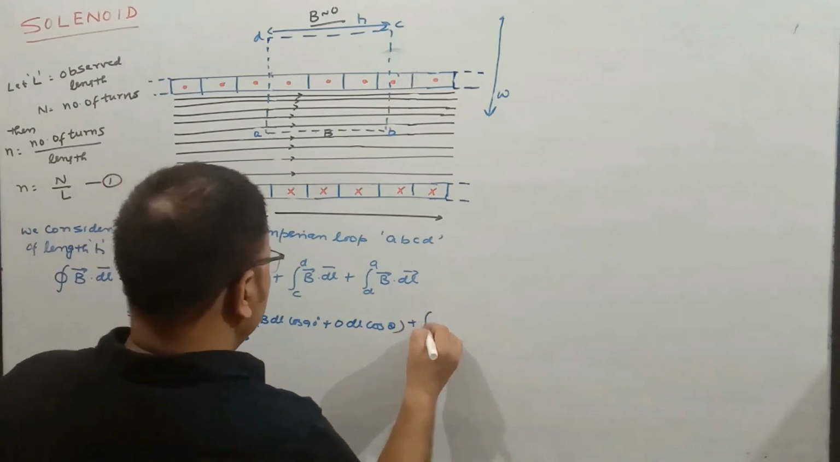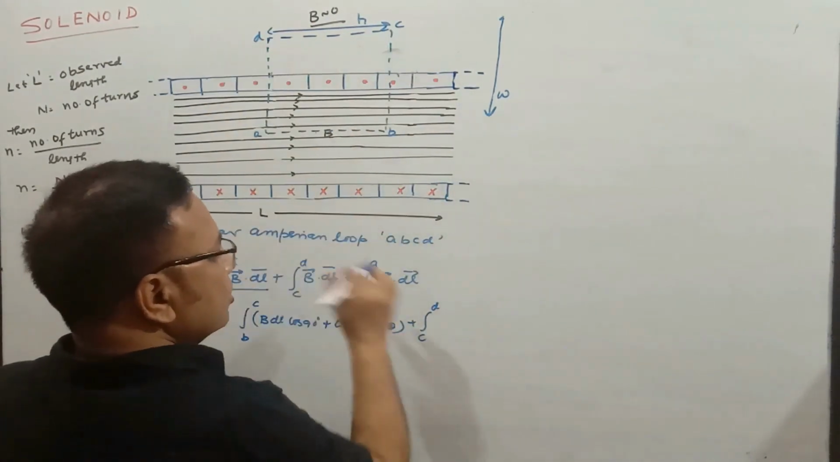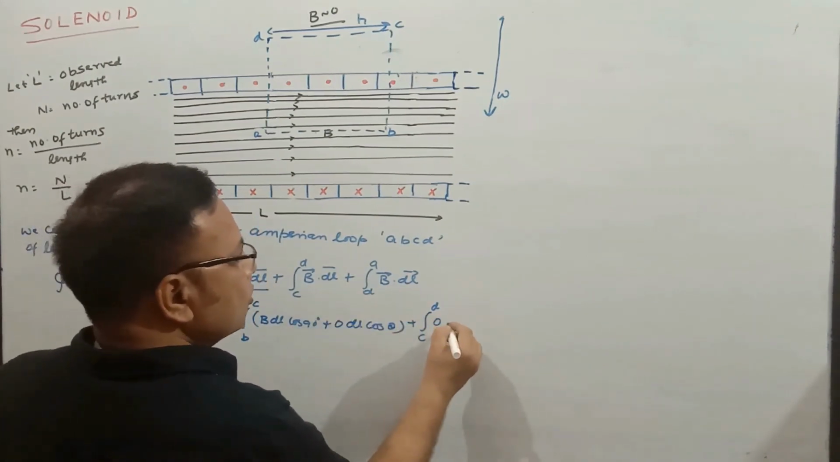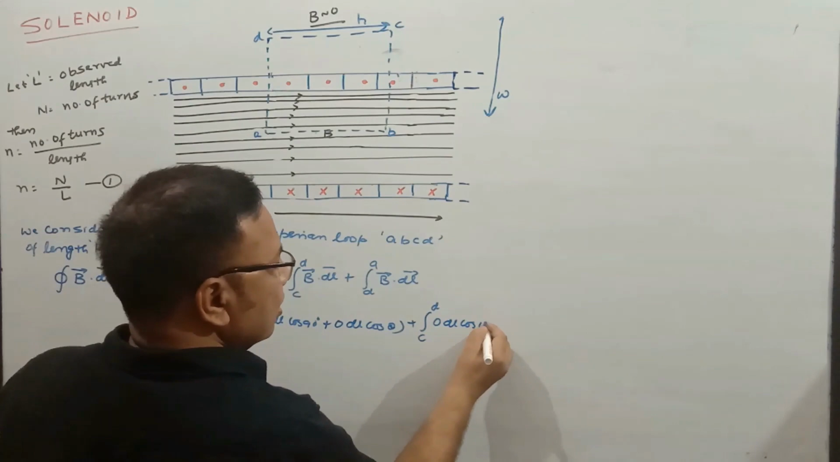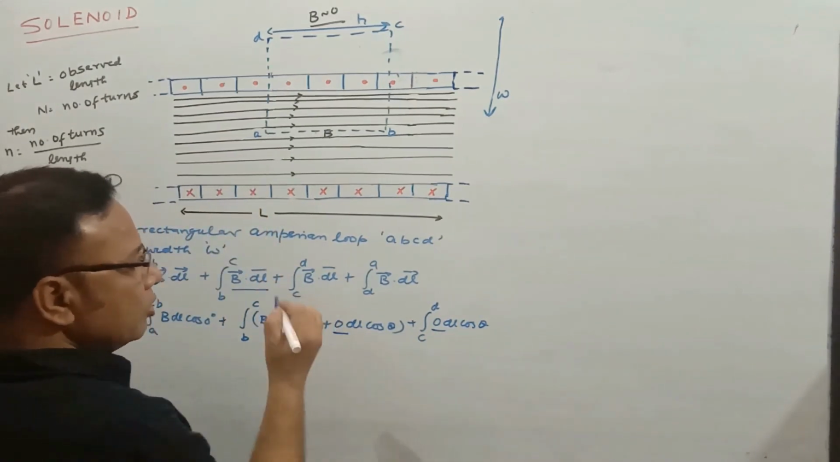In the same way, from C to D, whatsoever may be the length, the magnetic field is 0. So we are going to B into dl into cos theta. Here it is 0, and here also we are getting cos 90, which is 0. So this term is 0.